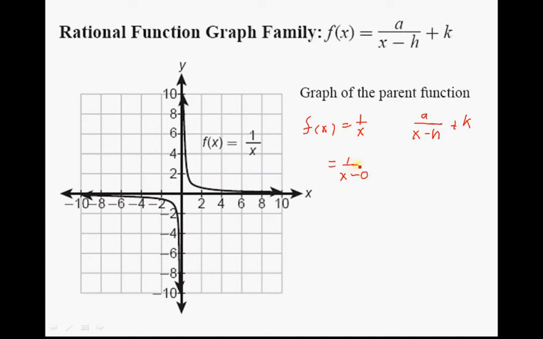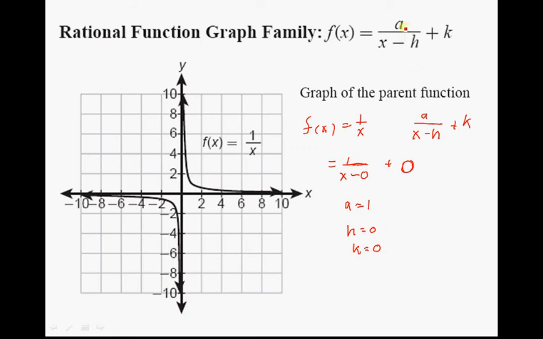Well, likewise, we've got a plus k. I don't see a k here, but can we put something in its place to hold its place? Well, yeah, of course, 0, because we can add anything to 0, and it doesn't change its value. So now we can look at the parent function and clearly identify and label what a is. A is equal to 1, right? It's just what's in the numerator. H is equal to 0, and k is equal to 0. So that's being able to pick out and label the various pieces a, h, and k from the parent function.